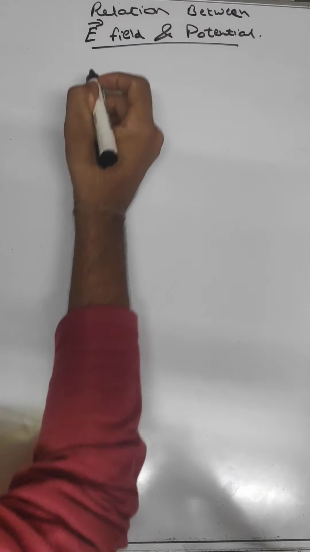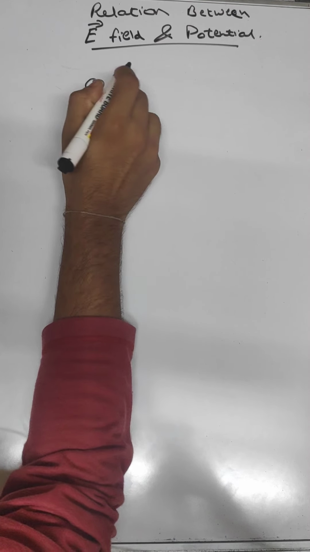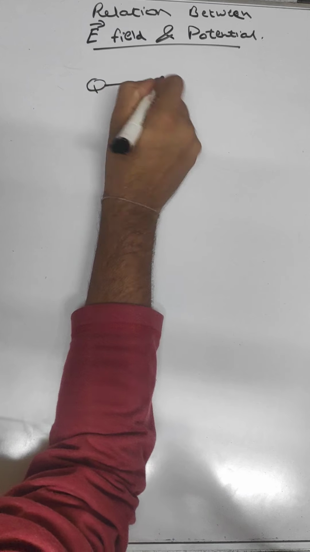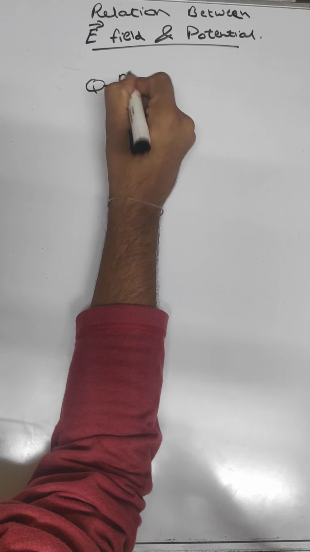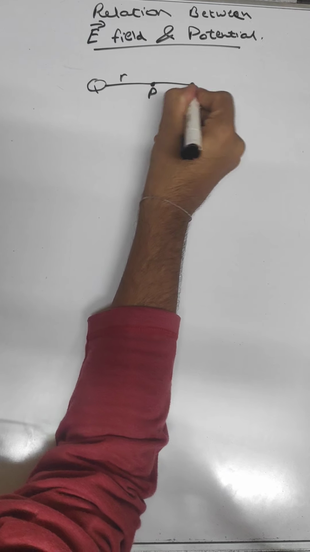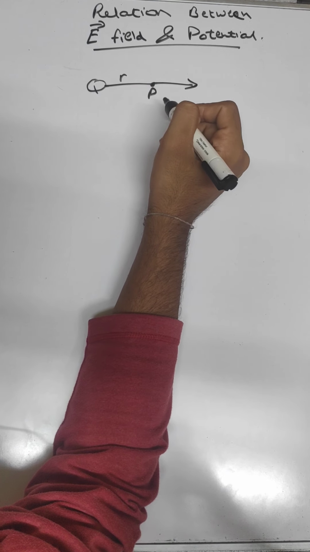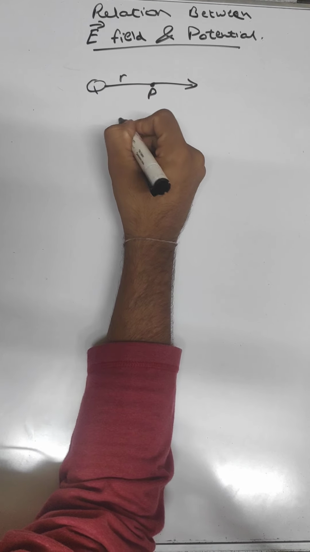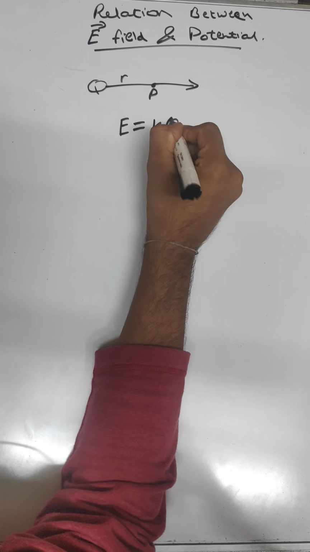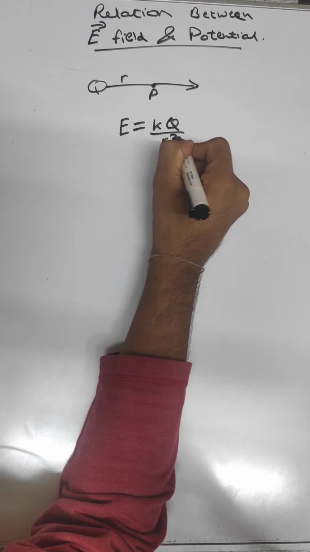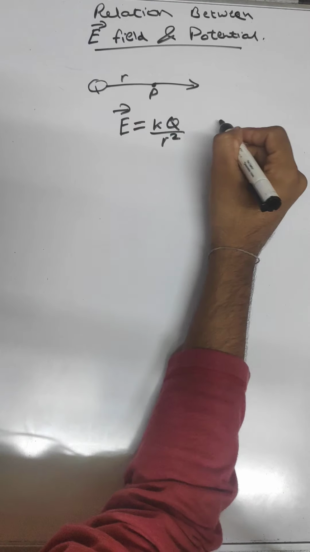Here we have already studied the potential due to a point charge. Now suppose there is a point charge Q over here. It is at point P, which is at distance R. The electric field will be in this direction, as it is a positive charge, and the electric field at this point is given by the formula kq by r square. This will be in vector form.